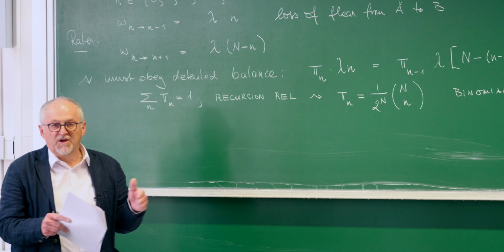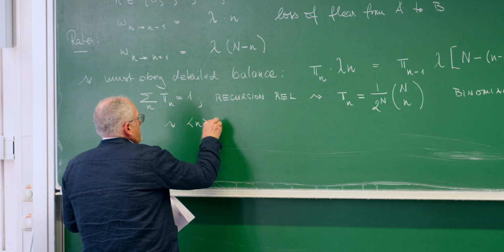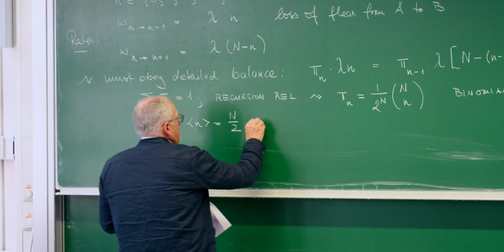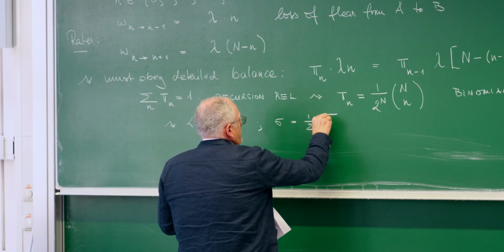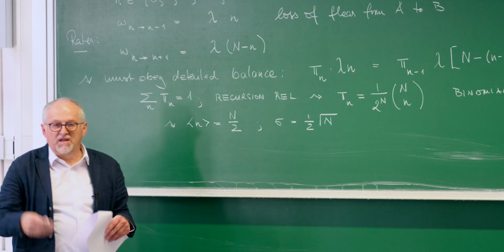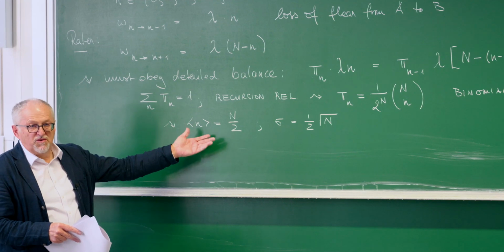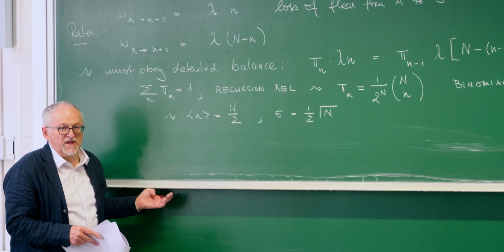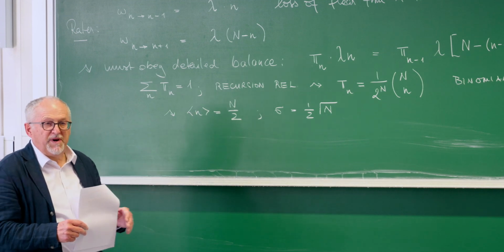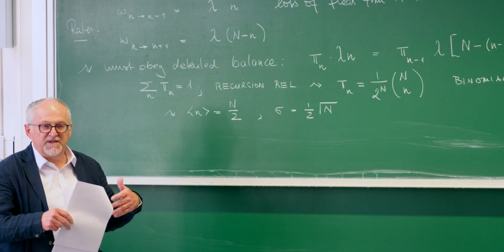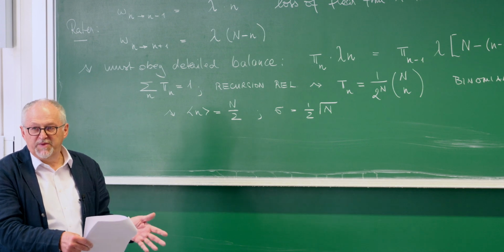That means the average is N over 2, and the deviation is 1 over 2 square root of N. That means the larger the population is, the smaller the variance, and the closer I will be to an even distribution of fleas between Alice and Bob. So far, so good. But how does the system get there, and how do we understand the approach to equilibrium from a system that has reversibility?